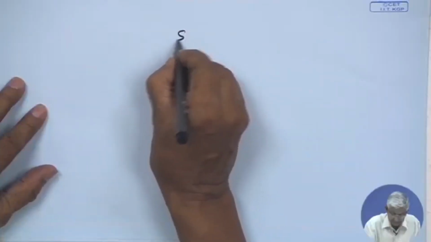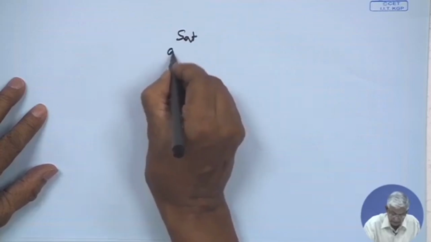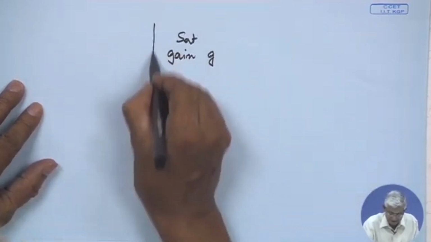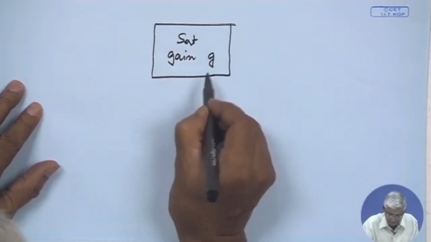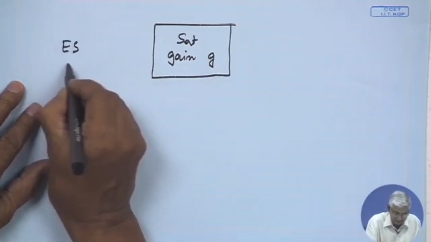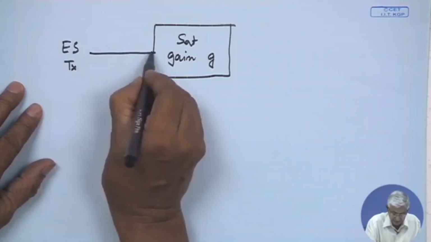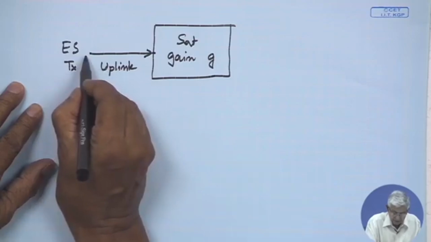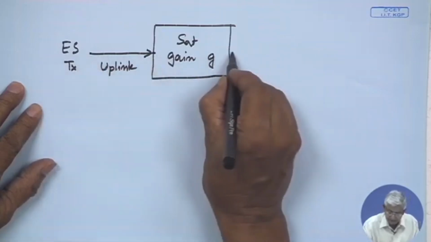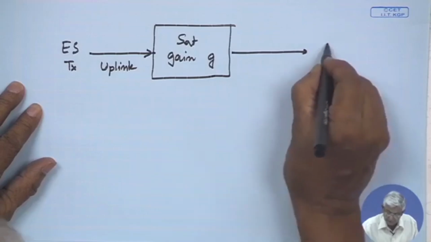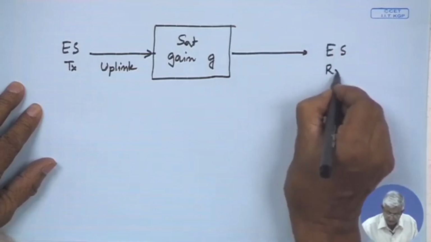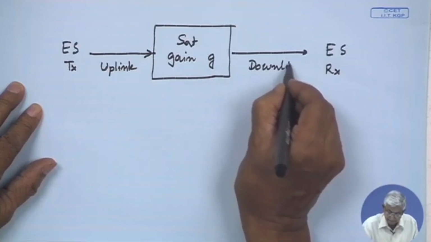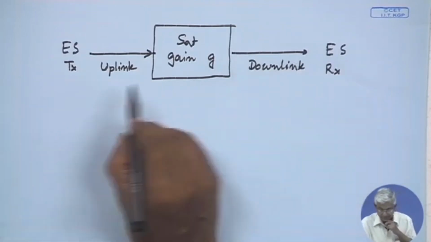Let us say this is the satellite unit, which has a gain. I call it small g, because capital G we are using for the antenna gains. So, this is the satellite unit. Now, there is an earth station which transmits up to the satellite. So, it is called uplink, that is earth to space. Similarly, the satellite is pushing the link down to the earth station, which is the receiver station, and it is space to earth, that is why it is called downlink. Always remember there is uplink and downlink.